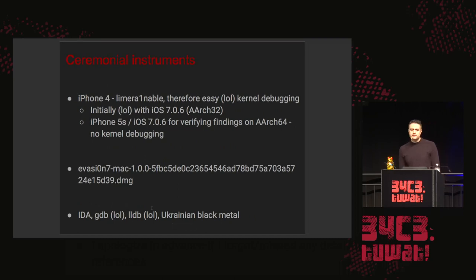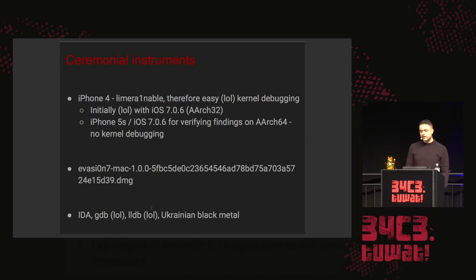So what was my setup? I had an iPhone 4, and if you know about iPhone 4s, they have a bootrom bug called LimeRain, which basically allows you to load arbitrary, unsigned kernels on the device and run them, and that means you can very easily set up kernel debugging. Initially, I had an iPhone 4 device with iOS 7.0.6. I want to remind you that iPhone 4 is ARM 32, right?